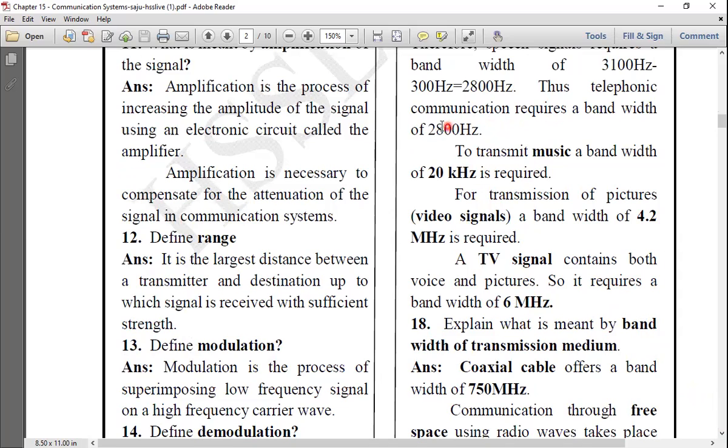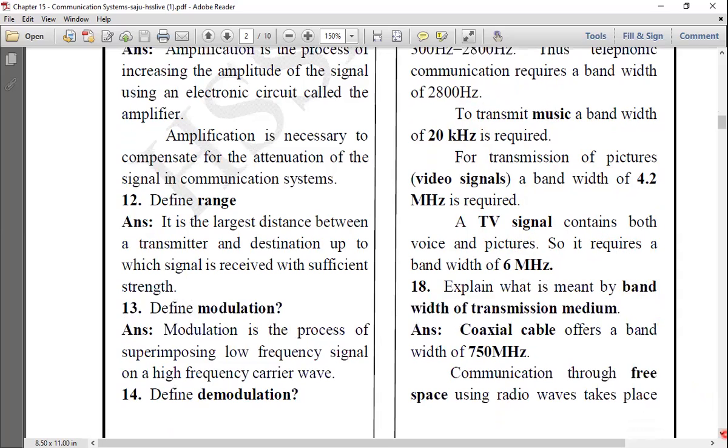So, speech signal means only voice. It requires bandwidth of 2800 Hz. Music, this is 20 kHz. And video pictures only, it requires 4.2 MHz. And TV signal, voice and picture, 6 MHz. Okay.